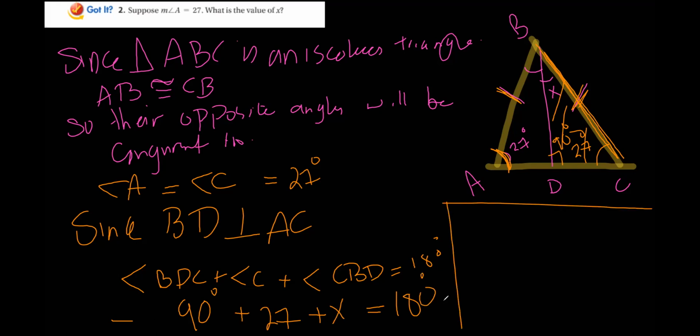Then 90 plus 27 equals 117. Then move it to the second term: 180 minus 117 will be 63. That's right. So the measurement of the angle x is 63. Yes, thank you.